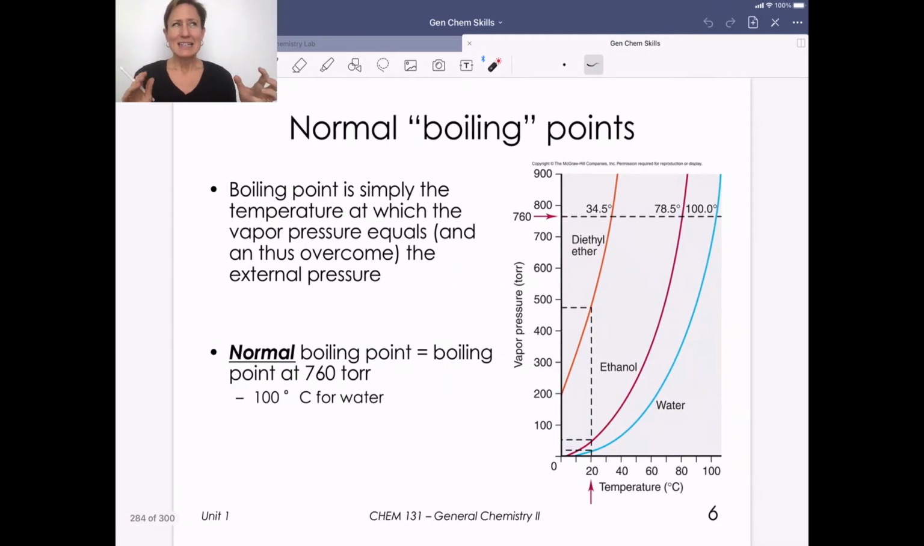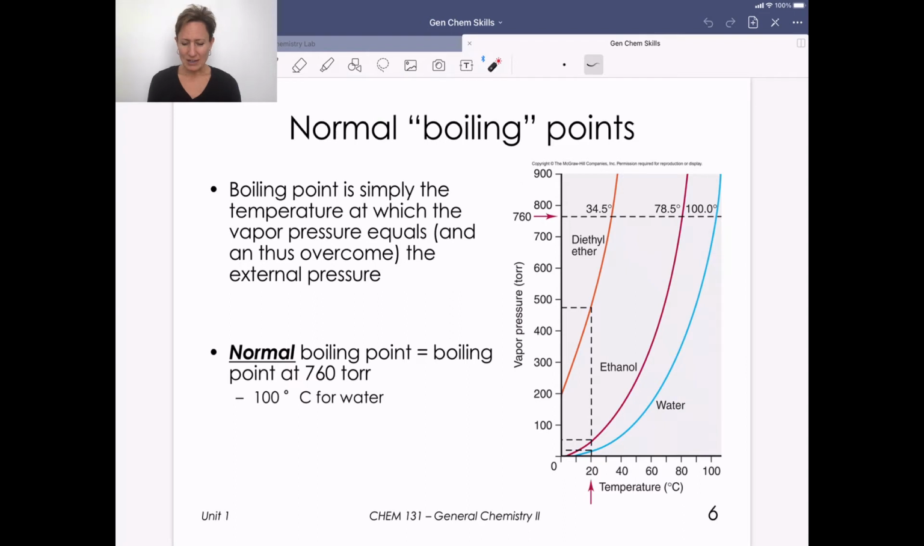All right. So let's define what we mean by a boiling point and introduce this concept of a normal boiling point. We can define boiling point again as the temperature at which vapor pressure equals and thus overcomes external pressure. We've given molecules enough energy that they can live in the gas phase and overcome that atmospheric pressure. Okay? We define normal boiling point as the boiling point at 1 atmosphere or 760 torr.